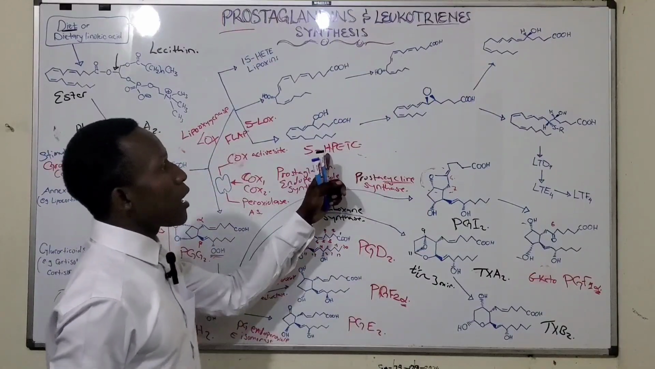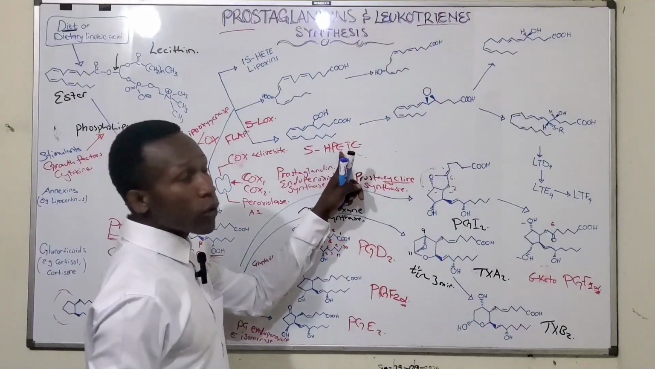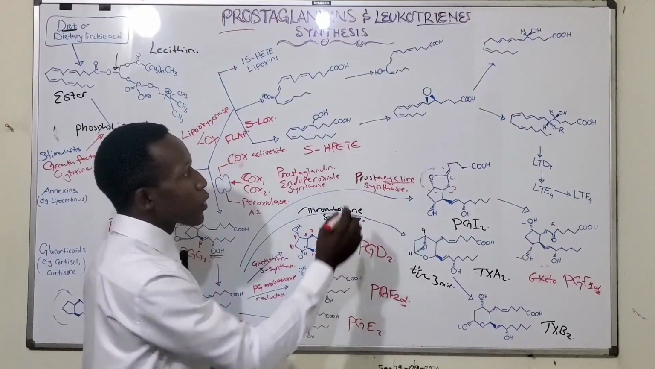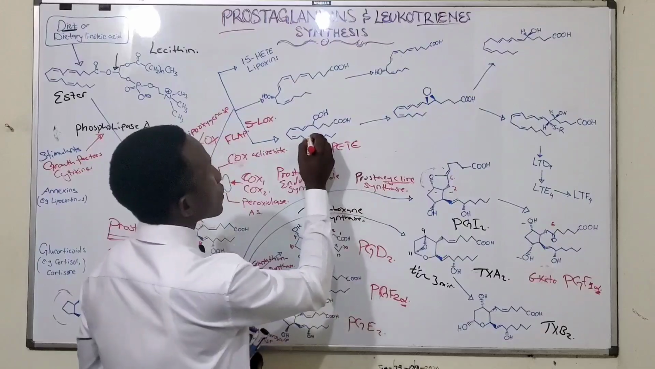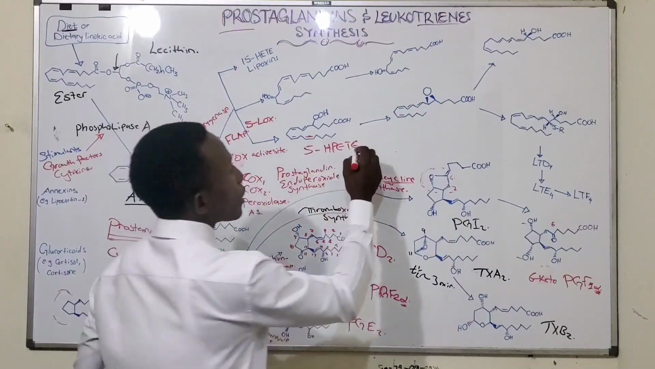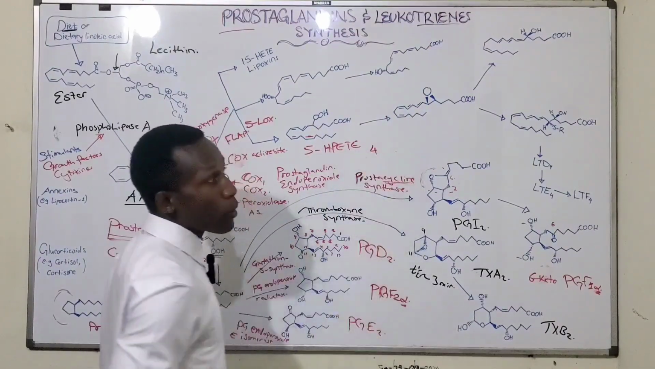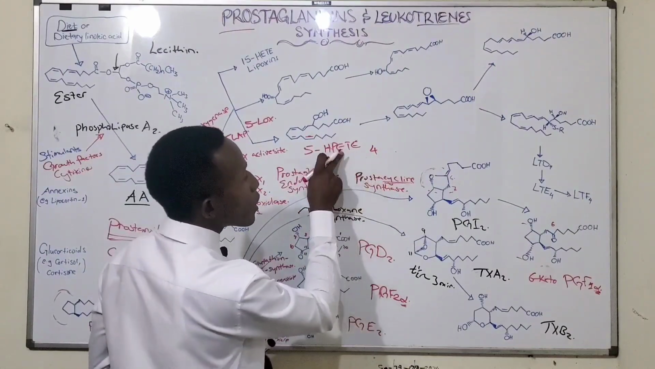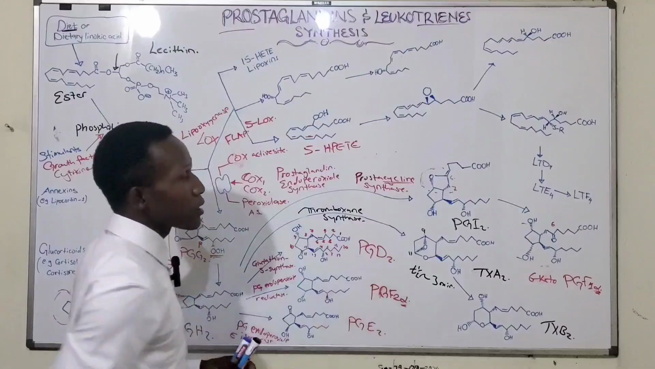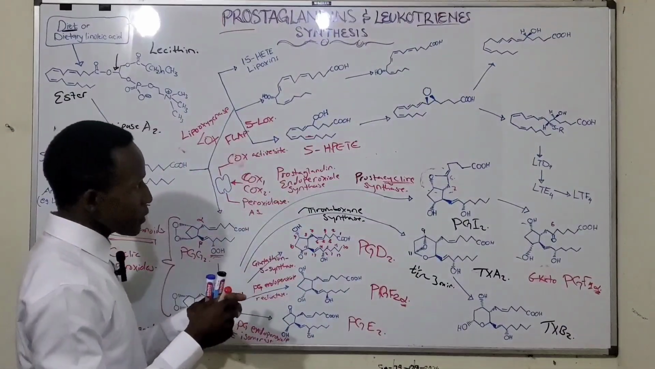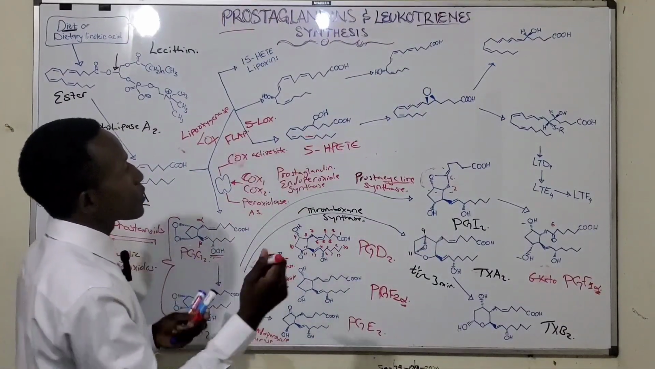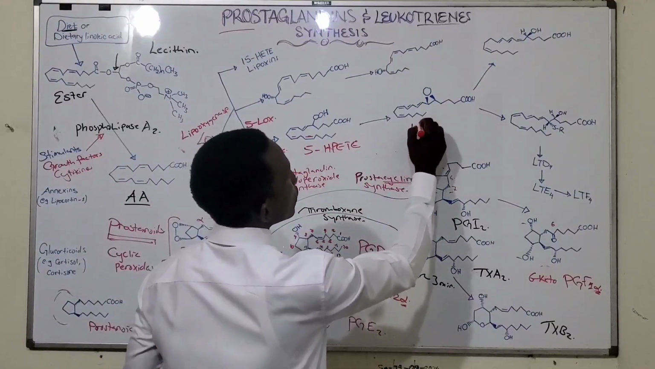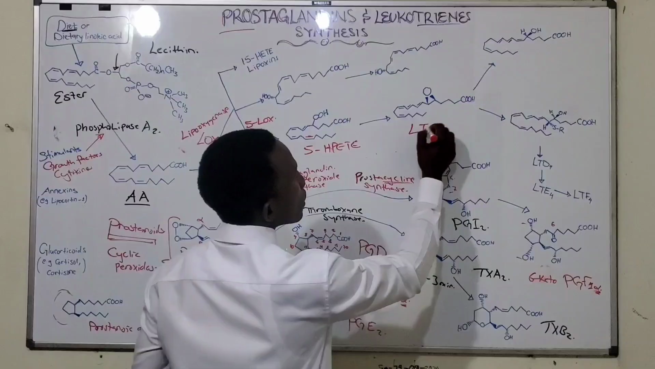hydroperoxide eicosatetraenoic acid. They have tetra because they have 4 double bonds, so they are called eicosanoic acids. These are fatty acids. Now, this one will be converted to leukotriene, the leukotriene A4.